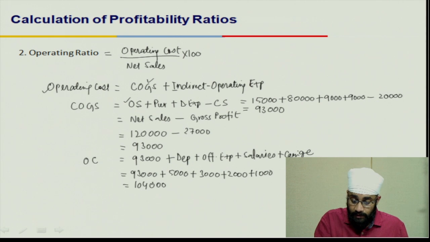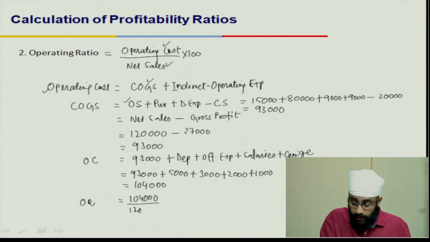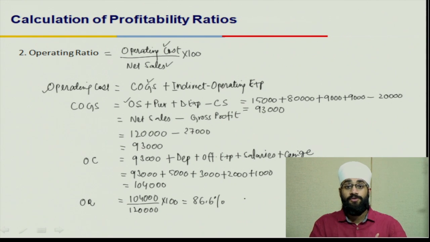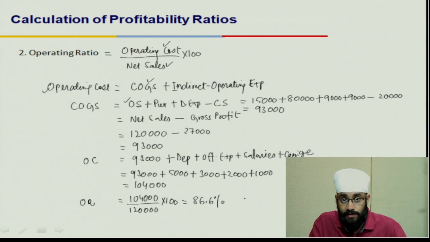Now we have the amount of operating cost, we know the amount of net sales. Let us calculate the operating ratio. This is equal to 104,000 divided by 120,000 into 100. This comes out to be 86.6%. Now this ratio indicates that the operating cost of the business is 86% of the revenue that the business is generating. If you are earning 100 rupees, 86.6 rupees out of those 100 are being spent on just running the primary activities of the business.